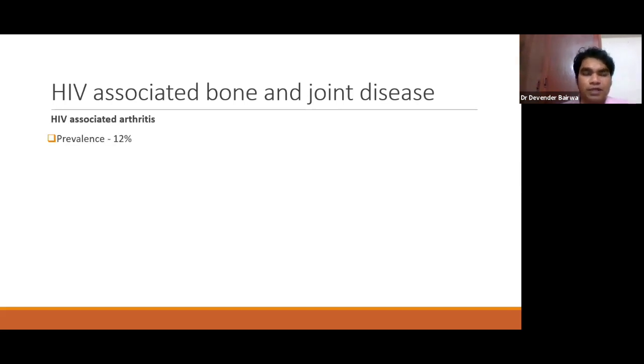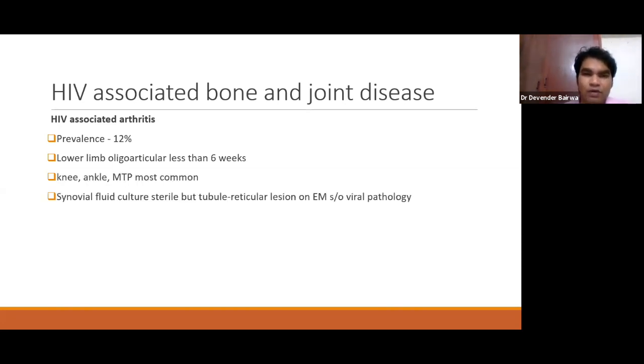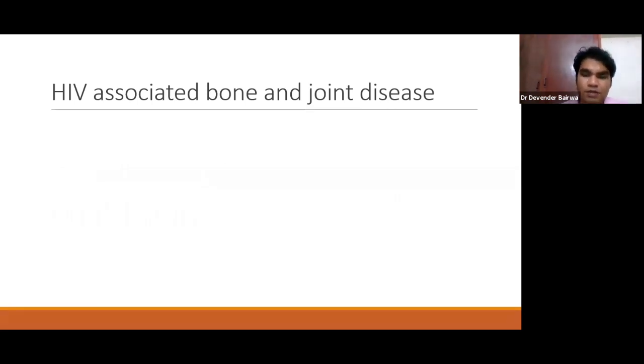Coming to HIV-associated arthritis, it occurs in 10 to 12% of people, generally involves lower limb joints, presents in an oligoarticular fashion, and lasts for less than 6 weeks. Most commonly the knee, ankles, and MTP joints are involved. Synovial fluid culture will be sterile, but under the electron microscope we can see tubular reticular lesions. These tubular reticular lesions are very specific for viral pathologies. We treat these patients like inflammatory arthritis only. We provide low dose steroids, HCQ and SSZ. Then there is reactive arthritis in HIV.